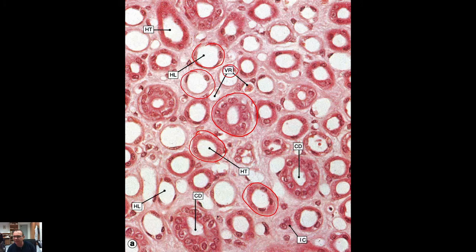VR means vasa recta. If there is an erythrocyte inside, it's easy to recognize it, but if there isn't, they can sometimes resemble thin segments of the loop. Let's say they are a little smaller. Thin segments measure about 30 micrometers. Vasa recta are smaller, but sometimes if they don't contain blood, the recognition is not so easy. You will see it in the slide.